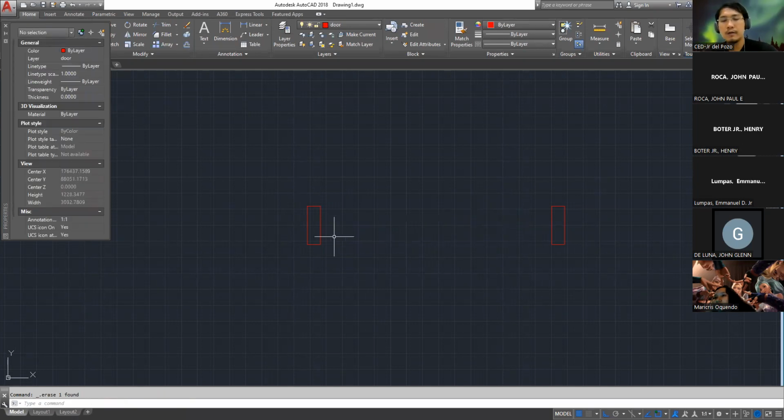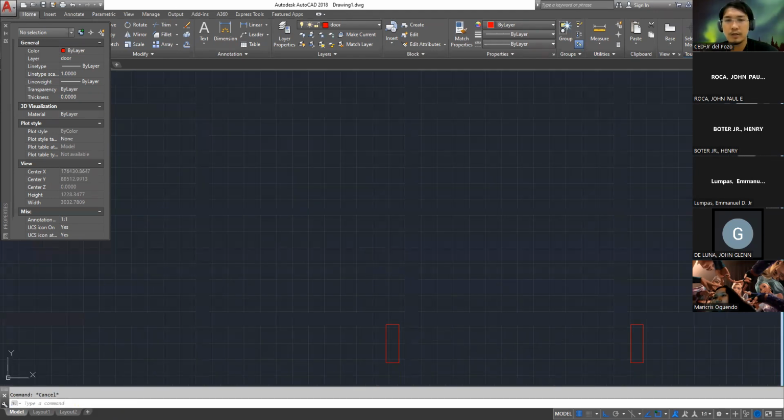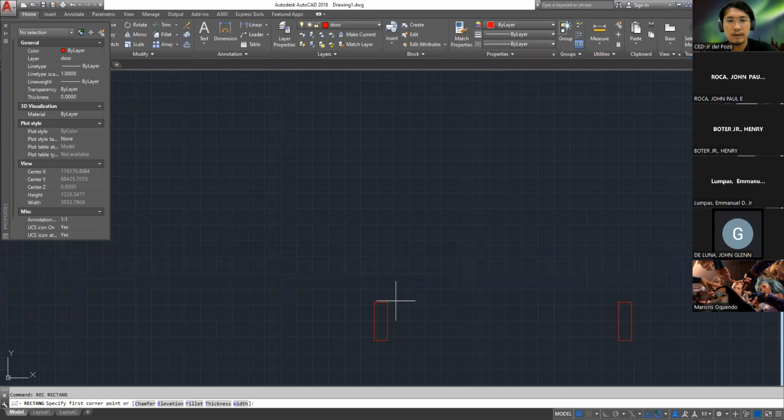Okay? So, naglagay ako ng line doon sa gitna para to indicate lang na ano yung magiging purpose niya. For me, bedroom to, kaya ang size niya is 900. So, naglagay ako ng line na 900. Then, dinrawing ko yung dalawang door jamb. Then, after no, maglagay ka uli ng rectangle dito sa gilid, and then 50 by 900.